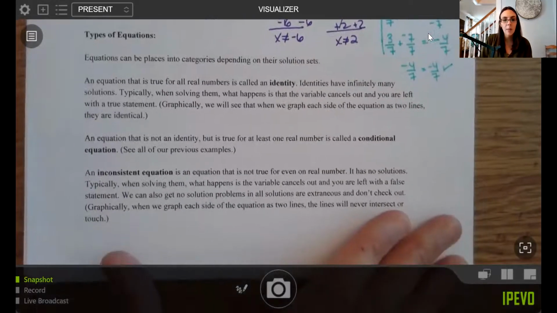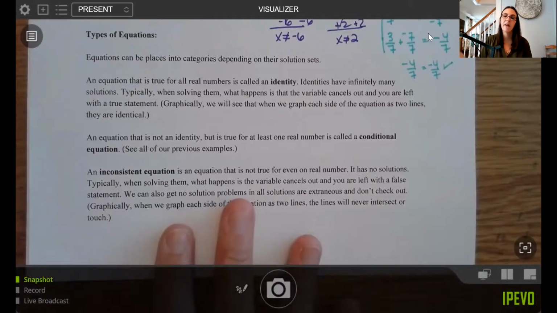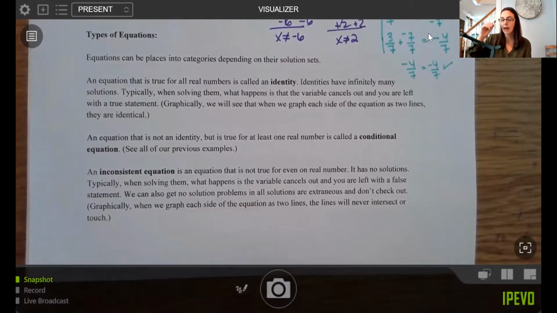Now, one last topic here are types of equations. So I mentioned at the very beginning of the lecture that usually for most of our examples, we have one answer in these cases, but we have seen a no solution case. And there's also something called an identity case. So let's run through those definitions.